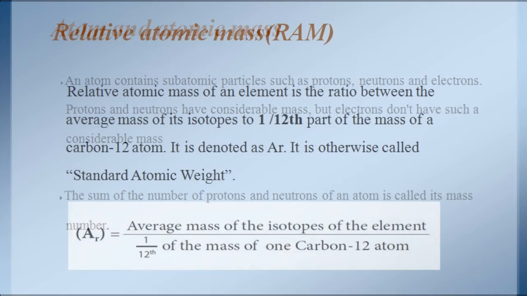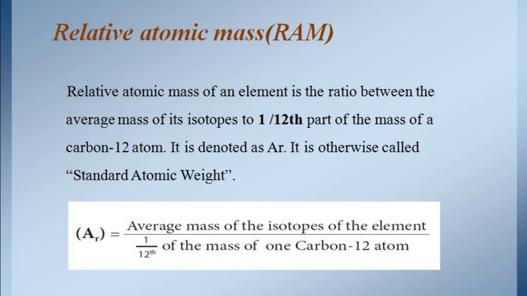Next one, relative atomic mass. The relative atomic mass symbol is RAM. Here is one formula: Ar equals the average mass of the isotopes of the element divided by 1/12th of the mass of one carbon-12 atom. This relative atomic mass is otherwise called standard atomic weight.